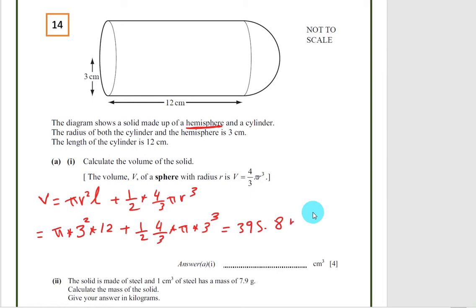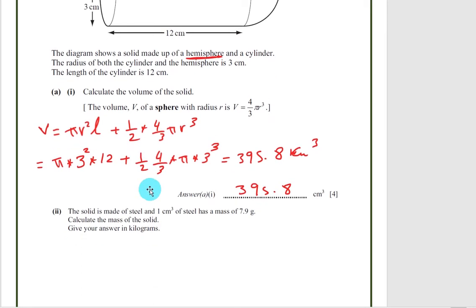395.8 centimeter cube. The solid is made of steel. 1 centimeter cube of steel has mass 7.9 gram. Calculate the mass of the solid. Give your answer in kilogram.